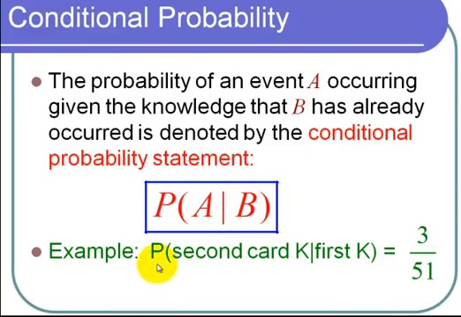So we could say the probability that the second card is a king, given the first card is a king, is equal to 3 divided by 51. If you want to reduce that as 1/17, you can, or decimal, I don't really care so much.